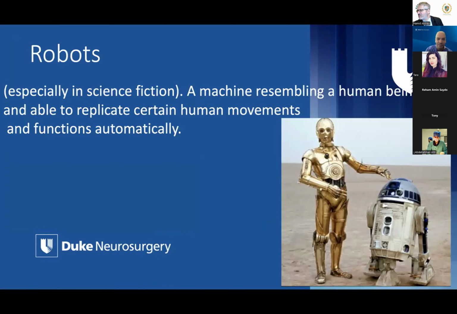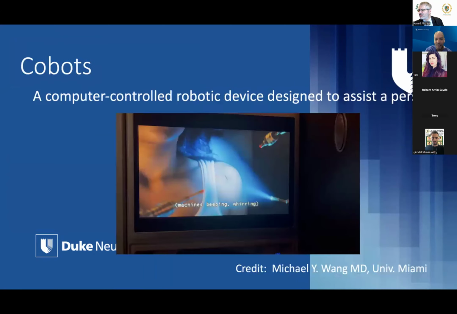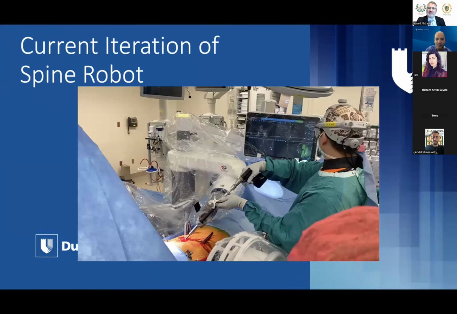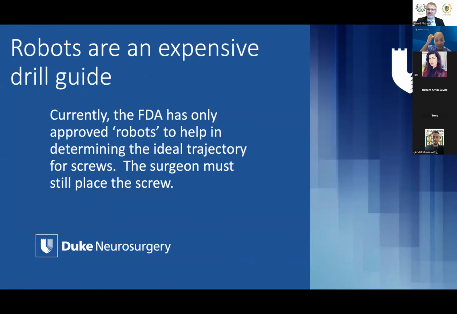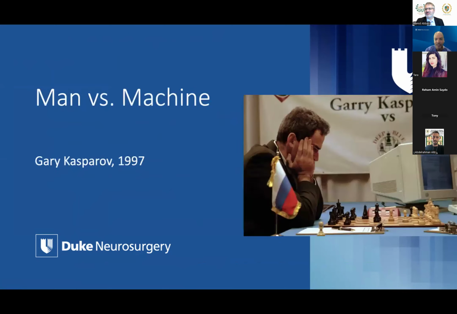Now we'll switch gears a little bit and talk about robotics. A lot to cover today. If we look at robotics, robots should be kind of human-like, but right now we basically have what are called cobots, which are computer-controlled robotic devices designed to help a person. Our current manifestation of the spine robot is basically just an expensive drill guide. And right now, the FDA in America has only approved robots to help determine the screws, and you still might have to place the screws yourself.